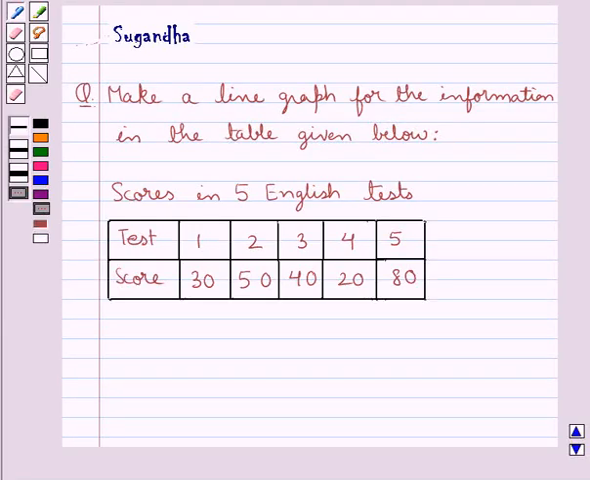In this session, we discuss the following question which says, make a line graph for the information in the table given below. The table gives us the information of the scores in 5 English tests. We are given the number of tests, that is the 5 tests, 1, 2, 3, 4, 5, and the corresponding scores, that is the scores obtained by a student in different 5 tests. Now we need to make a line graph for showing this information. Let's move on to the solution now.